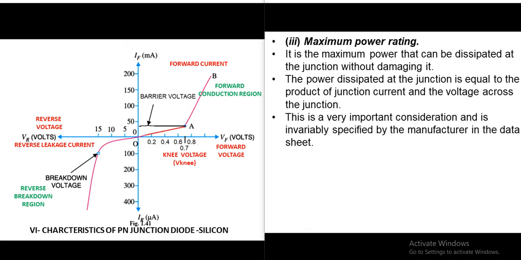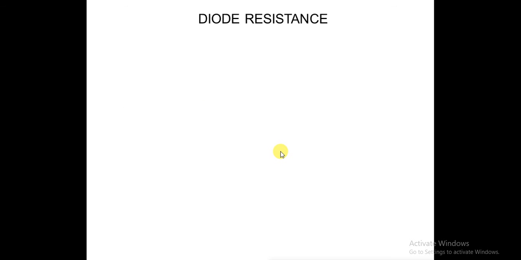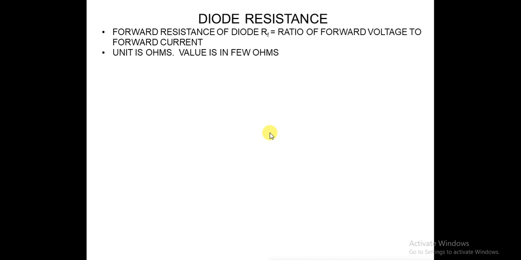Again, we will discuss one of the important parameters, that is diode resistance. The first point is the forward resistance of the diode. It is represented by R subscript f. It is the ratio of forward voltage to the forward current. It's very simple. The unit of resistance is of course ohms, and the value of forward resistance is a few ohms.